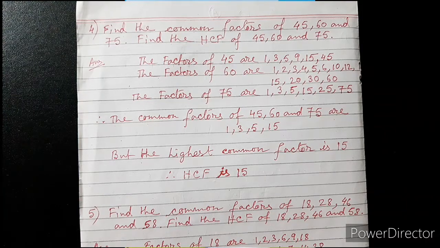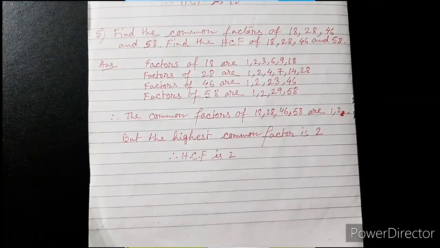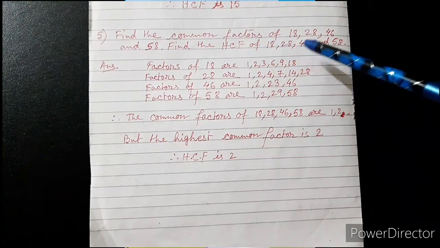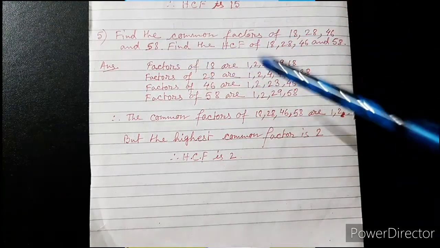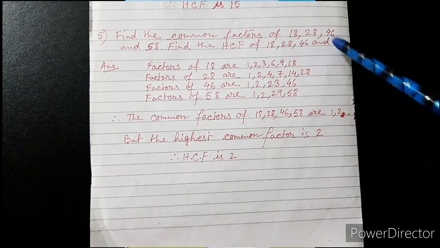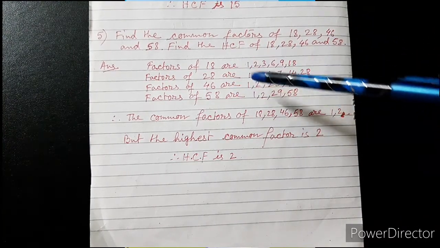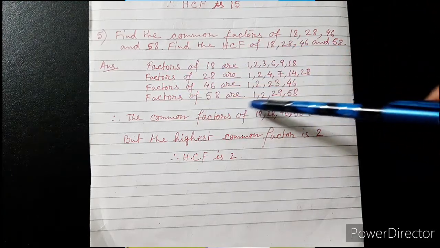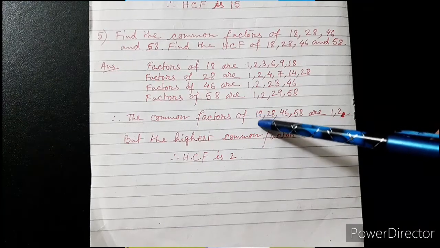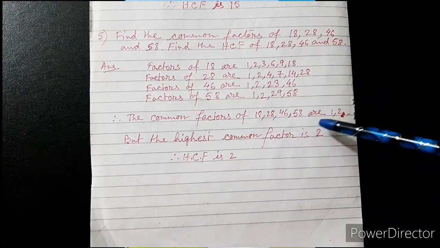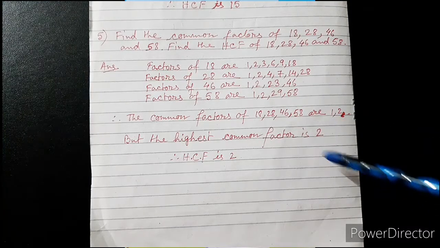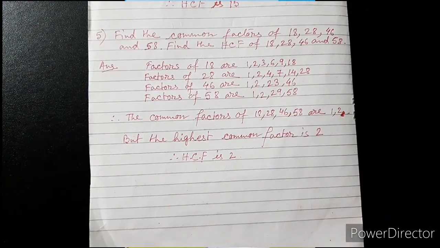Now, the next sum. Sum number 5. Find the common factors of 18, 28, 46 and 58. Find the HCF of 18, 28, 46 and 58. So, first we find out all the factors. Then the common factors of 18, 28, 46, 58 are 1 and 2. Highest common factor is 2, therefore HCF is 2.